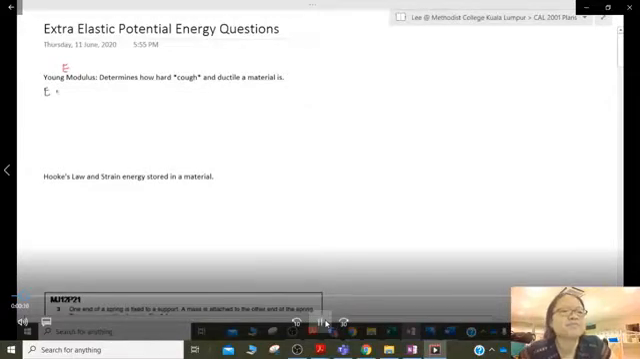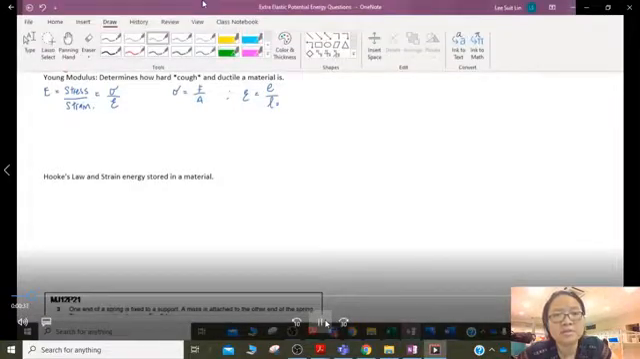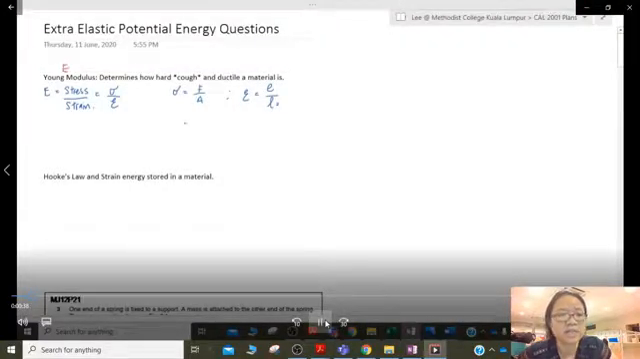Alright, anyway, Young modulus is defined as the ratio of stress to strain. Okay? And Young modulus actually tells you how hard and ductile the material is. So stress here is defined as force per unit area, and strain is defined as extension per unit original length.